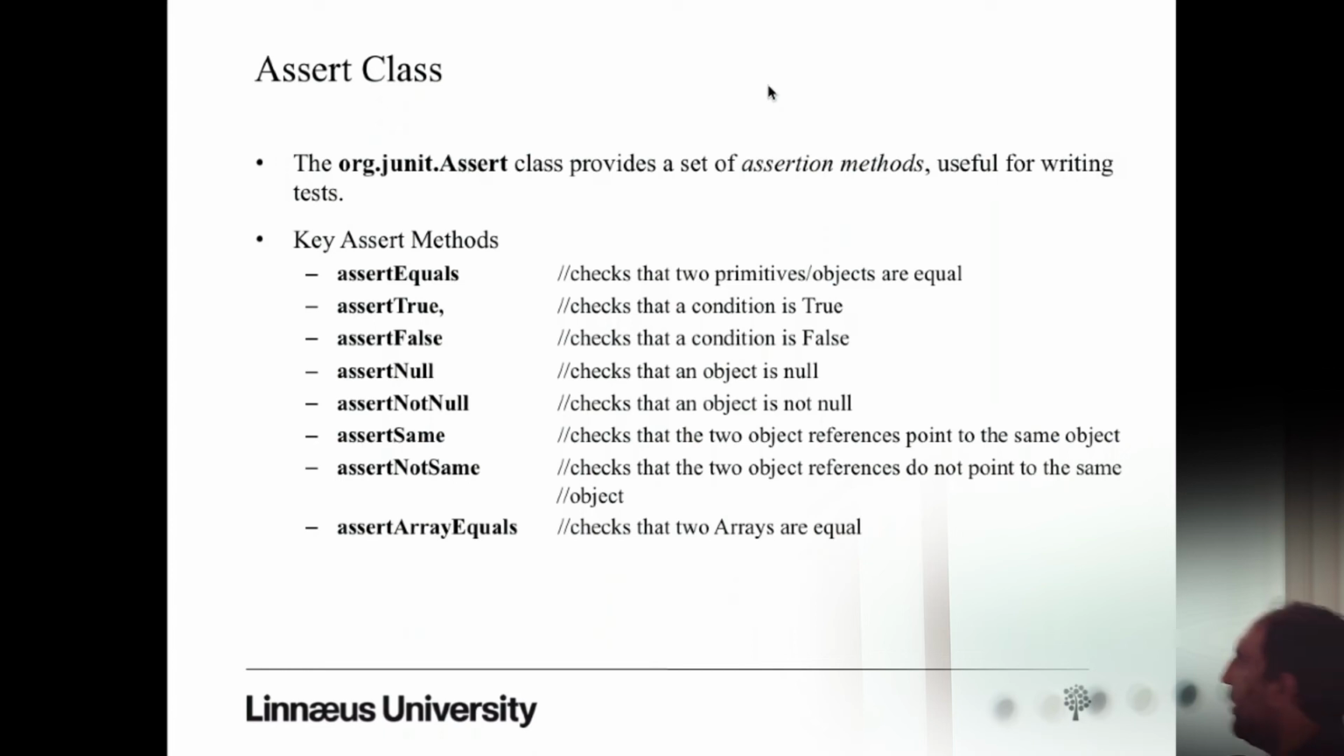And the difference is that if you want to test whether two values are the same, where the values are primitives or maybe objects, if the objects are equal, then you can use assert equals. But if you want to check their reference values, whether the two object references are pointing to the same object or not, then you can use assert same. In the opposite way, you can use assert not same. And if you want to test arrays, you can use the assert array equals method.